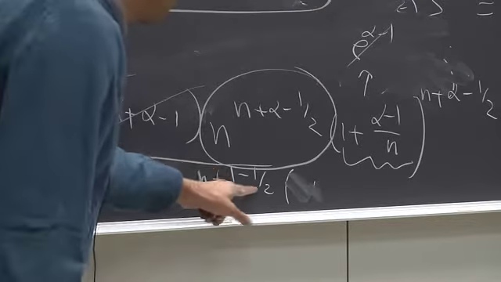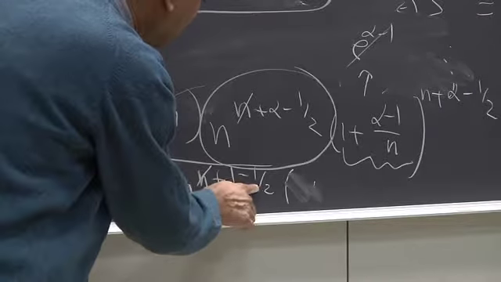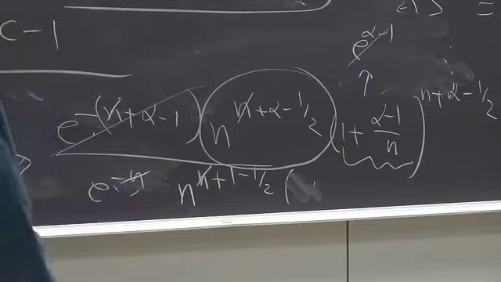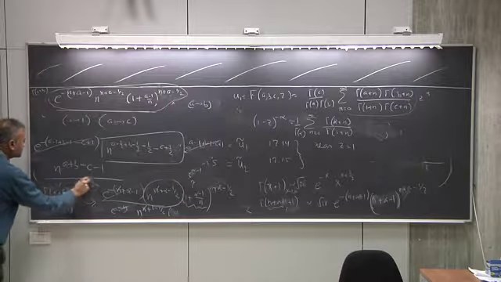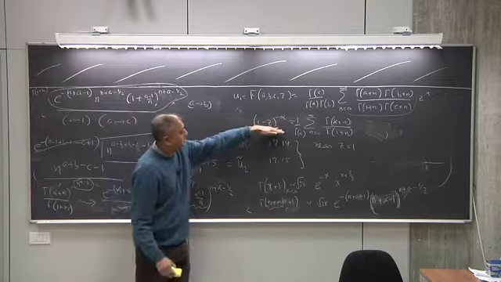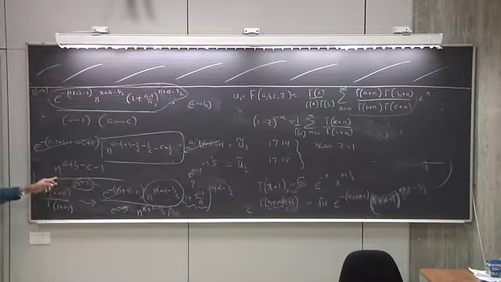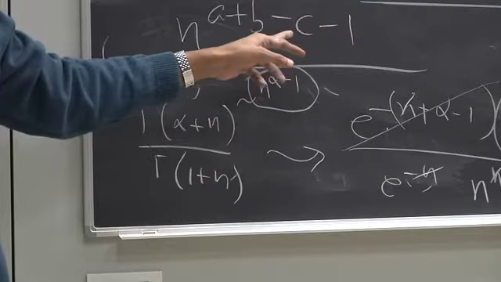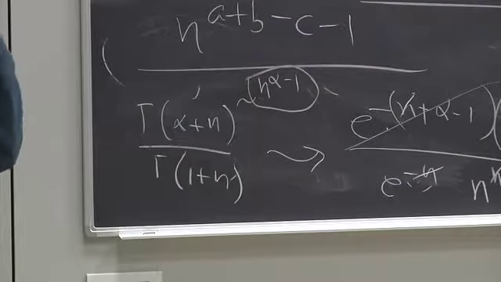Sorry, there is also 1 minus 1. So n cancels again. 1 minus half is half. So this behaves like n to the power of alpha minus 1. And that is the expansion of this guy. The expansion of this guy behaves in the large n limit like that. Compare the two things, and you see alpha is equal to a plus b minus c, which is what you wanted.